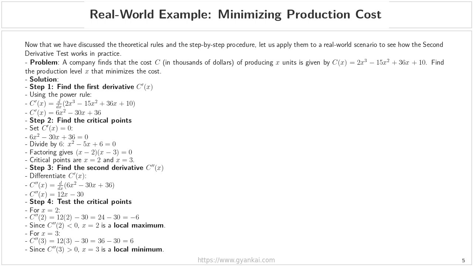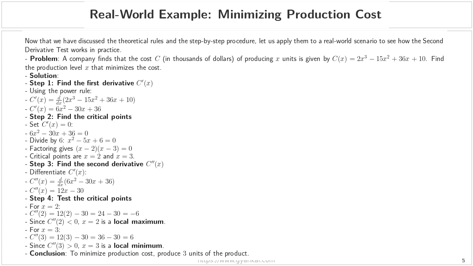Next, let us test x = 3. Substituting 3 into the equation, we get 12 times 3 minus 30, which is 36 minus 30, resulting in positive 6. Since C''(3) is greater than 0, the graph is concave up, which confirms that x = 3 is a local minimum. In conclusion, to minimize the production cost, the company should produce 3 units of the product.